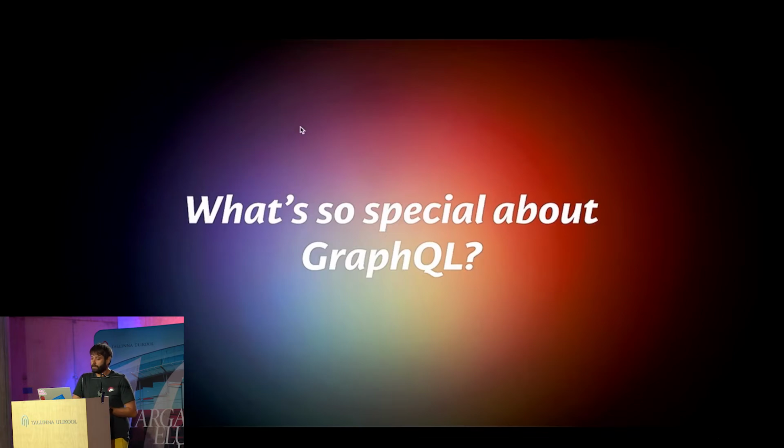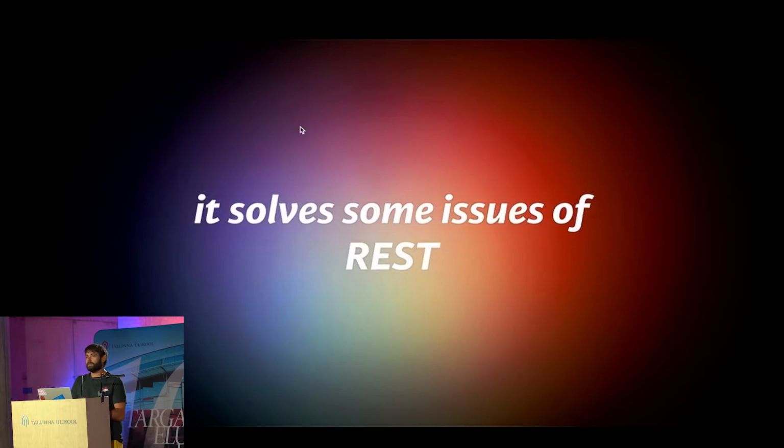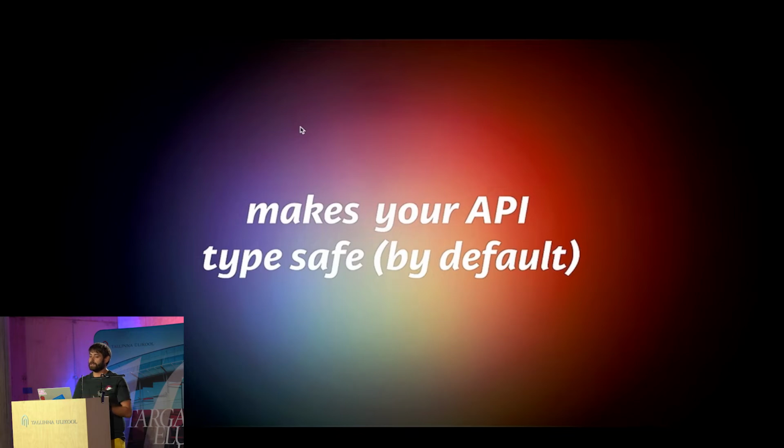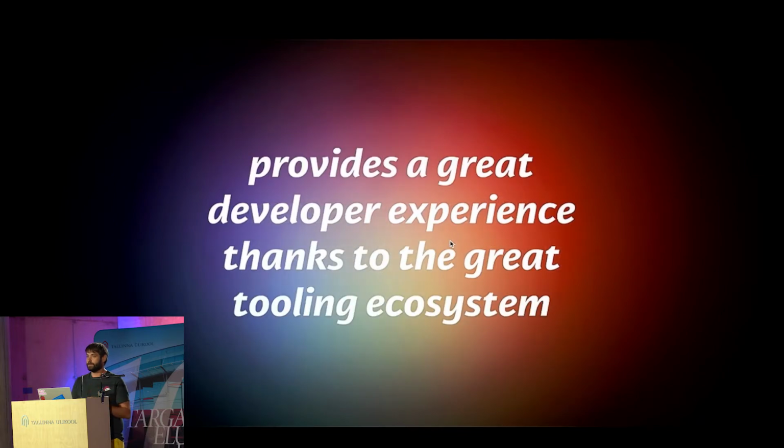So, what is so special about GraphQL? We've seen that it solves some issues of REST. But I think there are some nice things that the fact that GraphQL is type safe by default allows. Some of these things you can do with REST APIs, you can use OpenAPI, but the fact that GraphQL has this schema built in by default, I think is quite important because it enables a great developer experience using some tools that I'm going to show you now in a second.